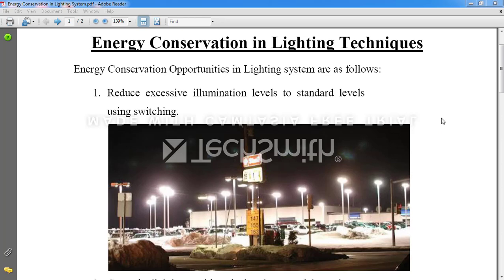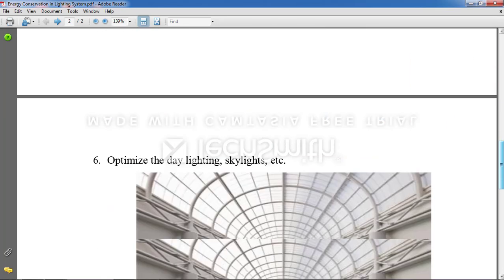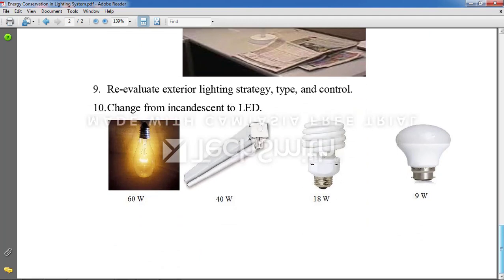In this topic, we are going to discuss energy conservation in lighting techniques. Now, you are quite familiar with the word lighting, and it might be possible we had discussed this point, but we will again repeat it. In the classroom also we had discussed that maybe 15 or 20 years before, we were illuminating a room by using an incandescent bulb.